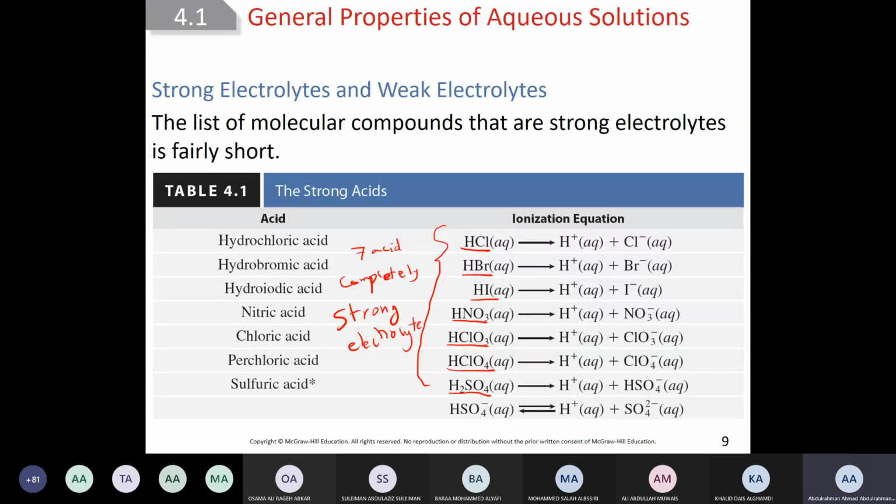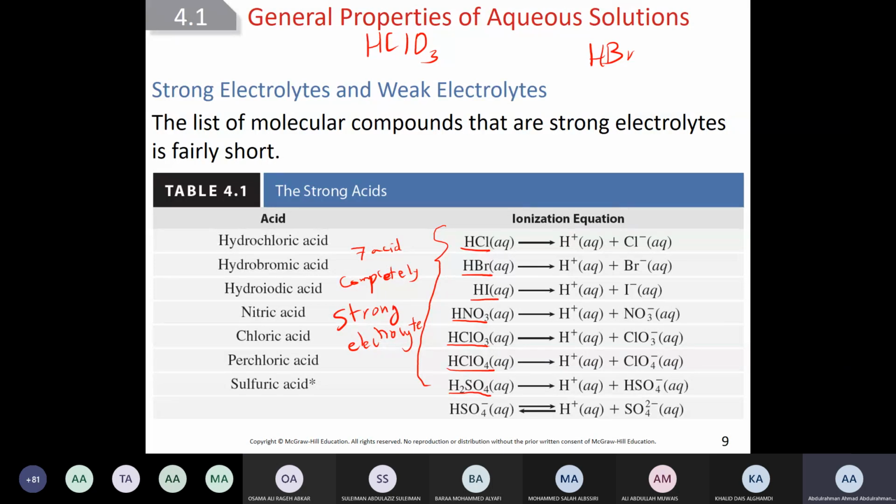You have to sit down and memorize them. All right. Now, let me ask you very quickly, HBr is a strong electrolyte or weak electrolyte? Strong. Okay. How about HClO3? What's the name? Strong. Chloric acid. You have to memorize this.